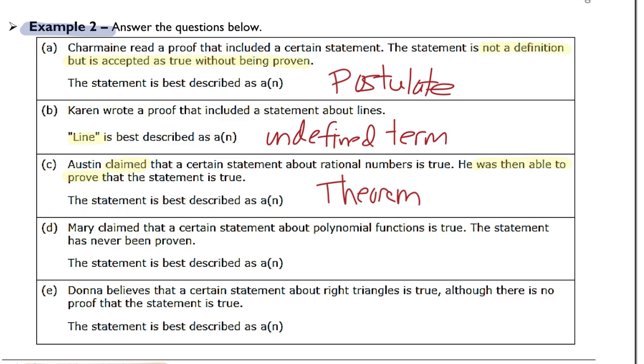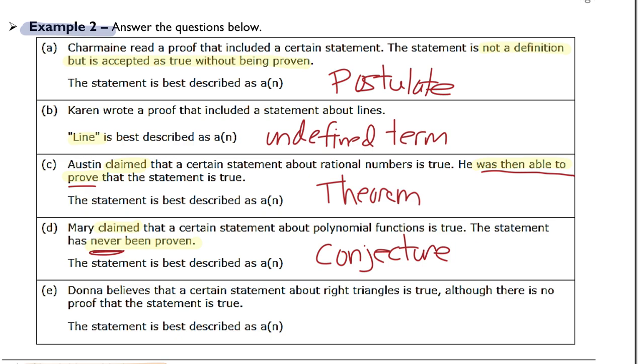So then, if we look again at the next one, Mary claims, again, that's a conjecture, that a certain statement about a polynomial is true. The statement has never been proven, so very similar to the other one. So if it's never been proven, then this is just simply a conjecture. So the difference between the two is, again, never been proved, and then it was able to be proved. So just watch for key words.